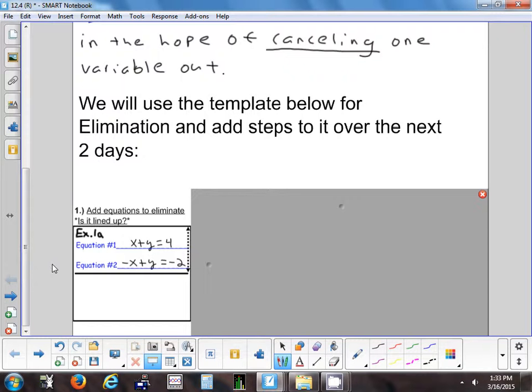So we want to add the equations to eliminate. Notice how I have this little dotted line going vertically, all right, going up and down. Why do you think I have that there? Anybody tell me by raising their hand? Why do you think I have that arrow there going up and down like that?